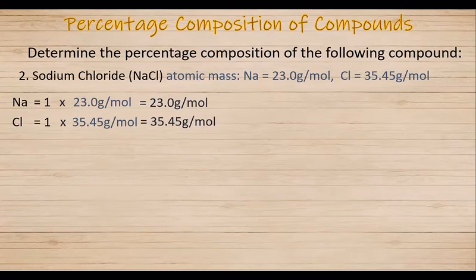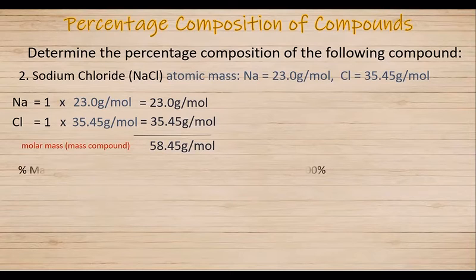After getting that, let's now add them. So we will add 23.0 gram per mole and 35.45 gram per mole, and that will be equal to 58.45 gram per mole. And that will be the molar mass or mass of the compound sodium chloride.